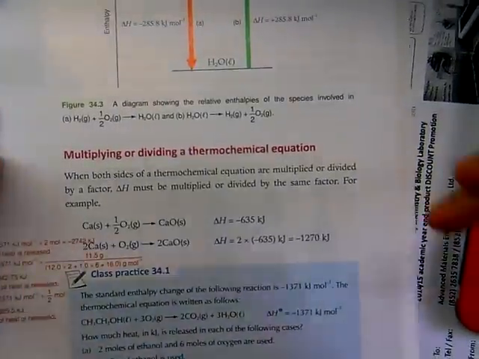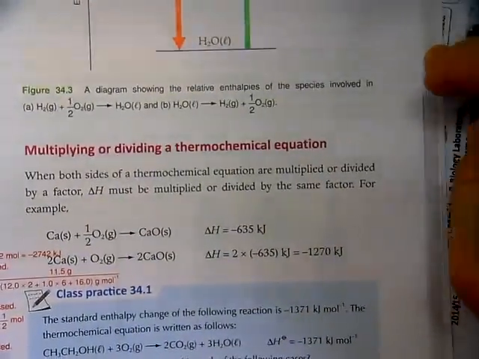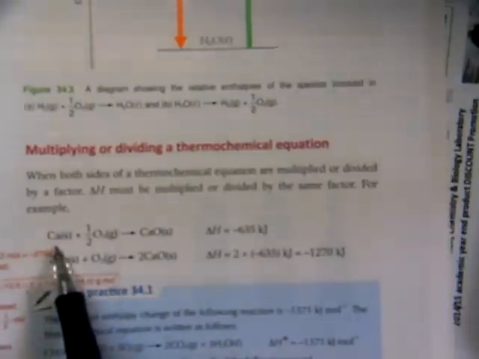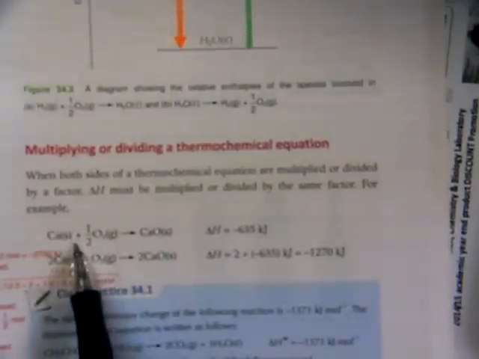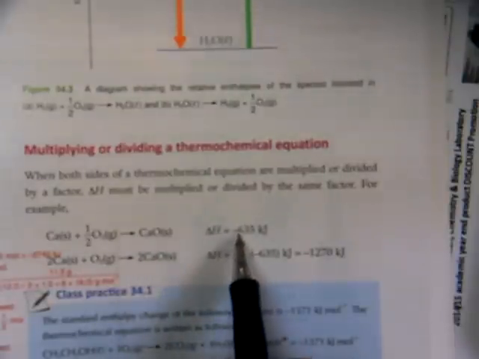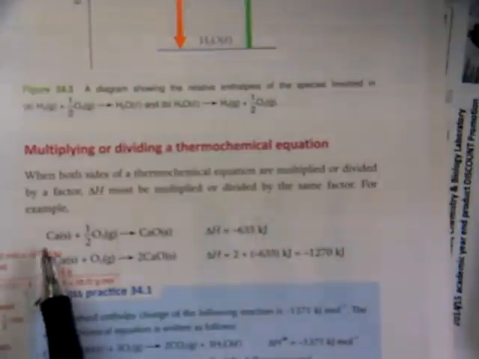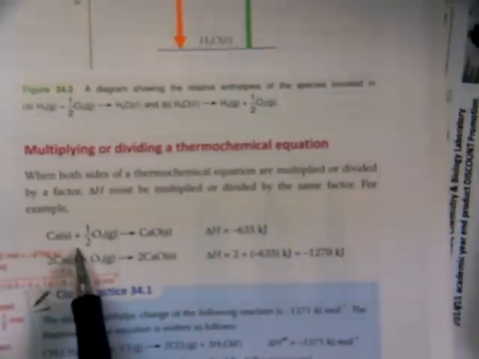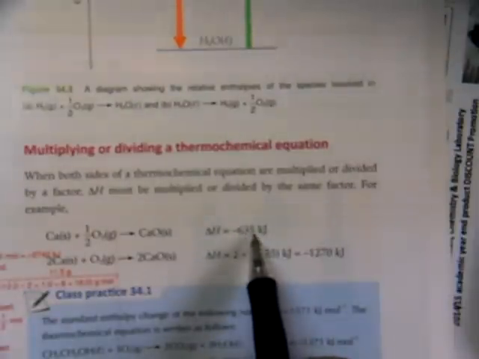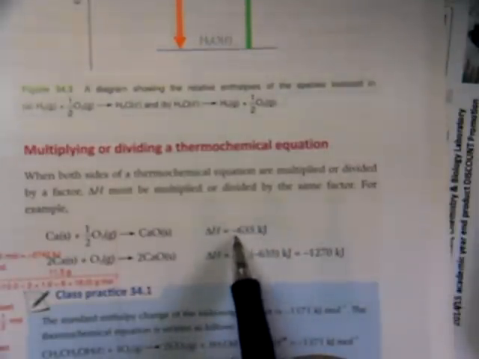How about if I multiply the equation by a number? Now, compare these two equations. 1 mole of calcium solid reacts with half mole of O2 to form 1 mole of CaO solid. Delta H is negative 635 kilojoule. What does it mean? It means that when 1 mole of calcium solid reacts with half mole of O2 to form 1 mole of calcium oxide solid, 635 kilojoule of heat is released.